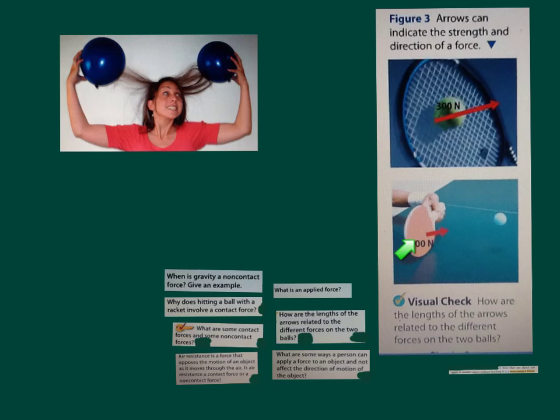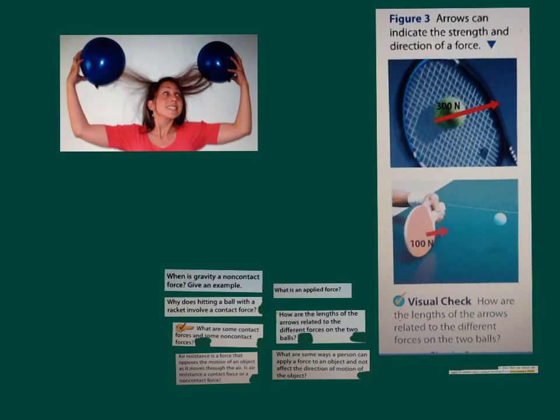Okay, so we notice the arrows are going away from both rackets, which means the force is being applied in that direction. The SI unit of force is newtons, or N. If you take a look in the diagram right here, you see 100 N, or 300 N. Okay, so that would be 300 newtons, or 100 newtons.